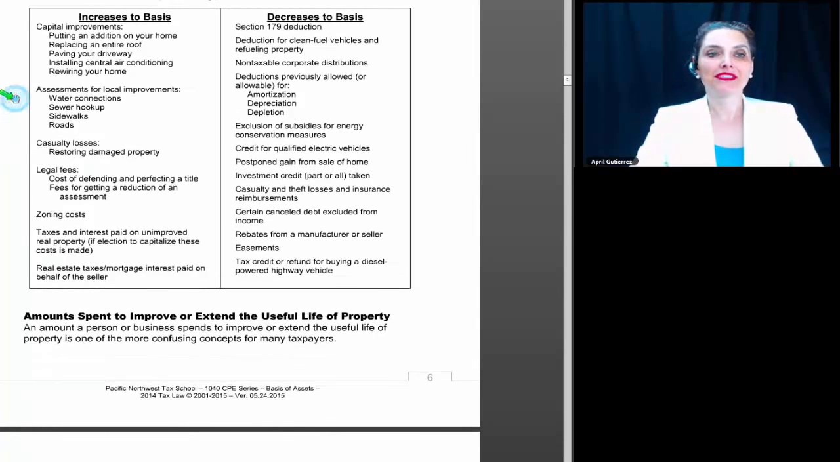Other items include assessments for local improvements such as water connections, sewer hookups, sidewalks, and roads. If you have a home that is currently on septic and the city comes along and says we're going to give you sewer, they're going to probably do an assessment against your home to pay for the cost of connecting that sewer. Whether you want the sewer or not, there's going to be a decision made that you're going to get sewer, and they're going to come along and slap an assessment on your property that you're going to need to pay off over time, or at least when you sell the property. And whatever the amount of that assessment is, that's going to add to your basis.